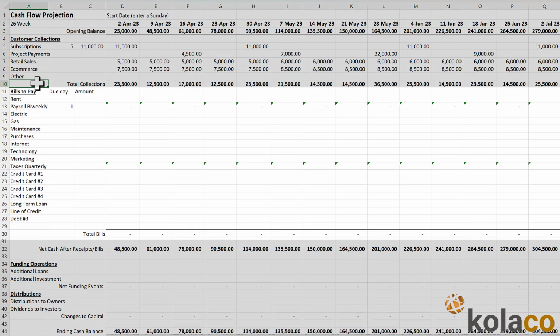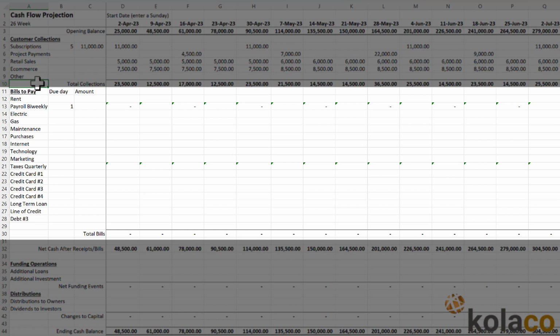The next section is the expense section, or bills to pay. The largest expense of an organization is typically rent, followed by payroll, or vice versa. This worksheet helps you forecast your expenses by allowing you to enter the day of the month the payment is due in column B and the average or anticipated amount in column C, and the spreadsheet does the rest. The formulas will calculate which columns the payments are due automatically for you.